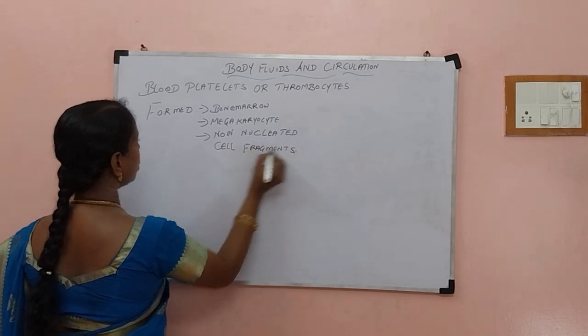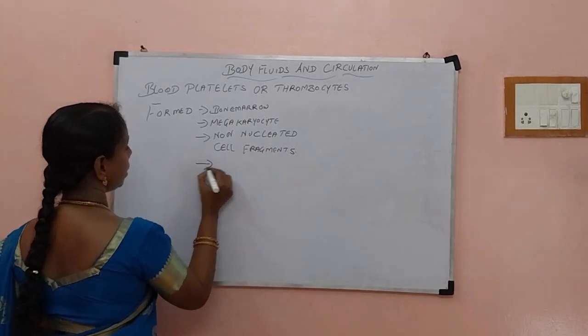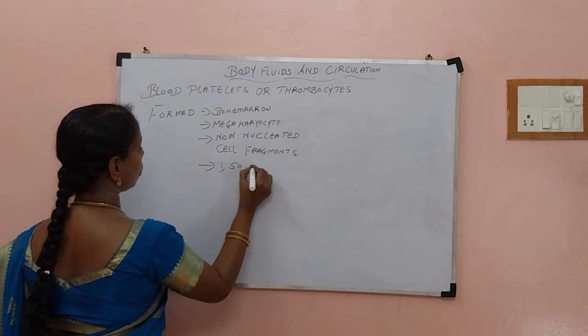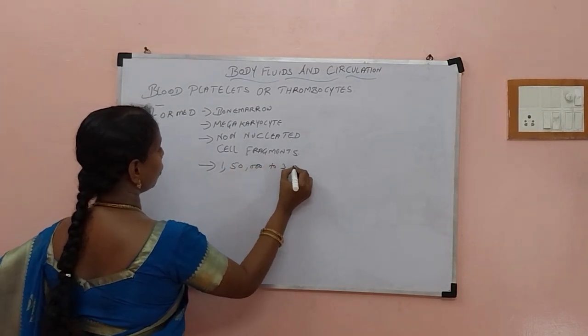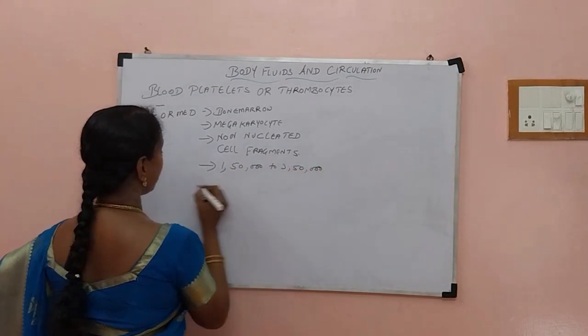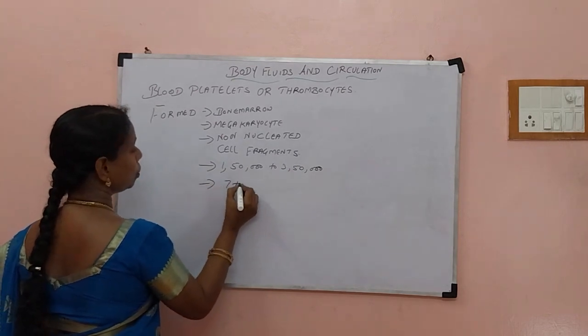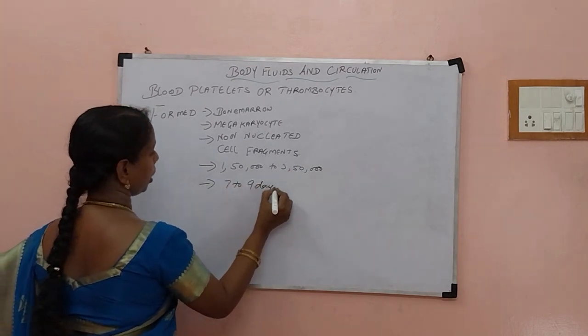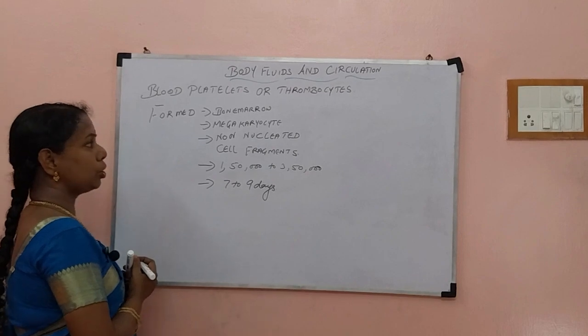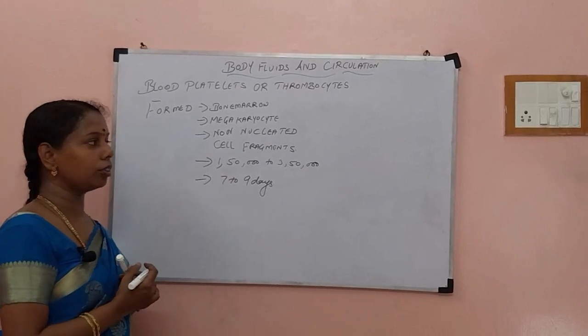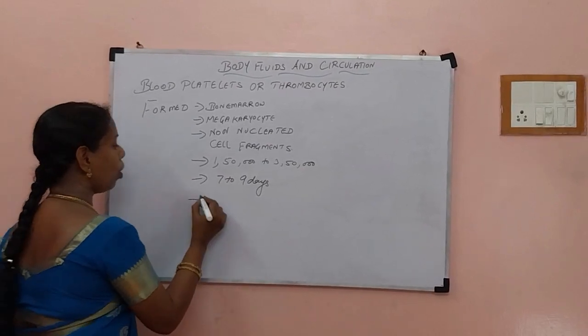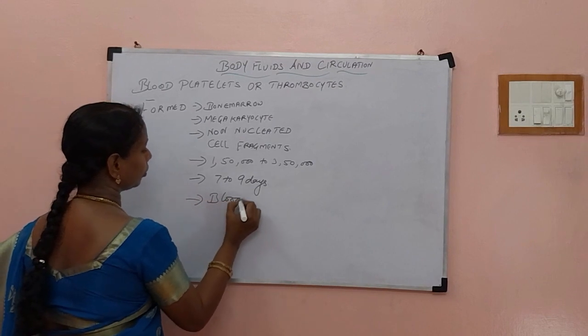And what is the count of this blood platelets? It may be 1,50,000 to 3,50,000. The lifespan is around 7 to 9 days. Are you clear, children? What is the main role of this blood platelets? They are involved in blood clotting.